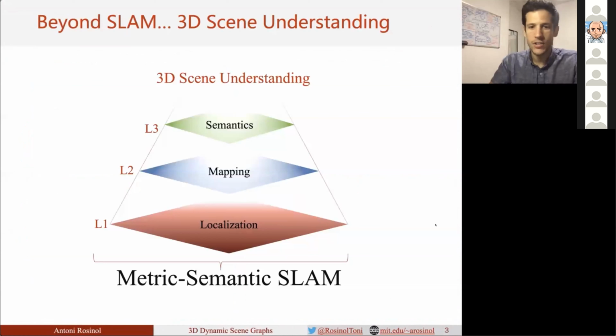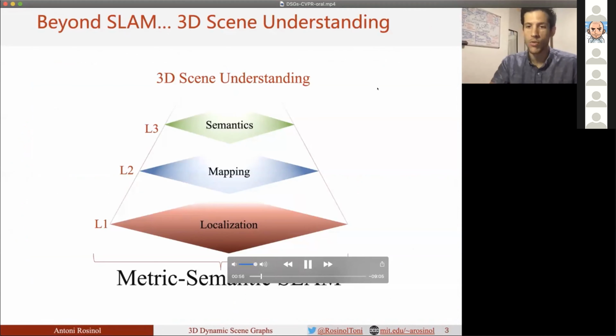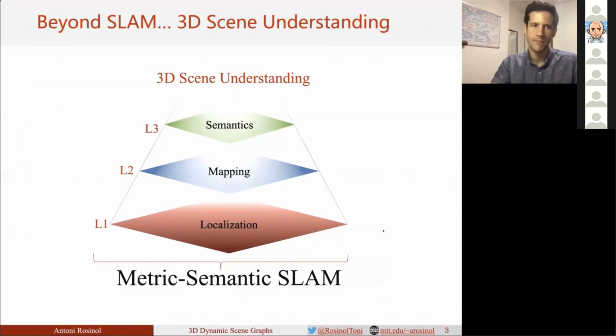Therefore, there is a need to develop simultaneous localization and mapping algorithms, also known as SLAM, that go beyond accurately estimating the location of the robot and the map of the scene, but that also semantically label the scene.